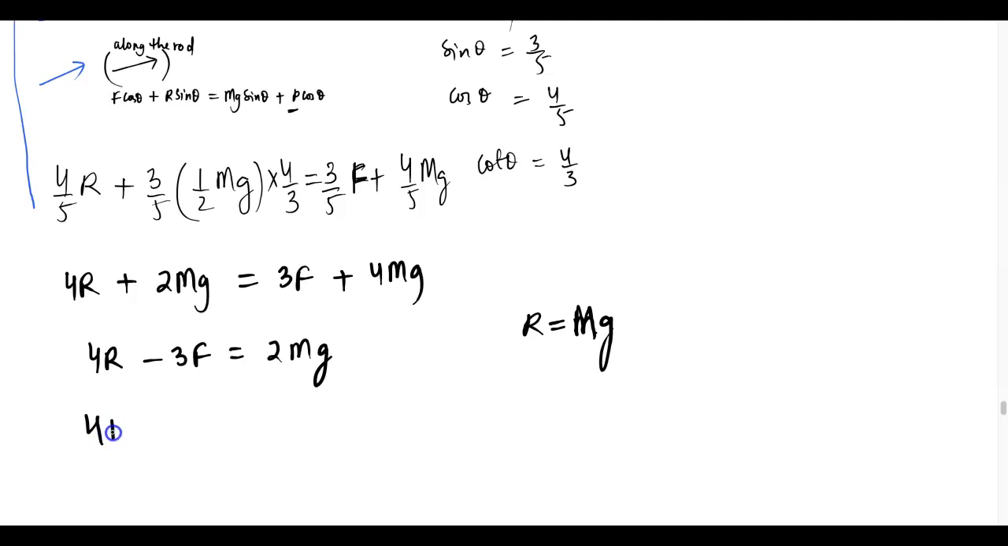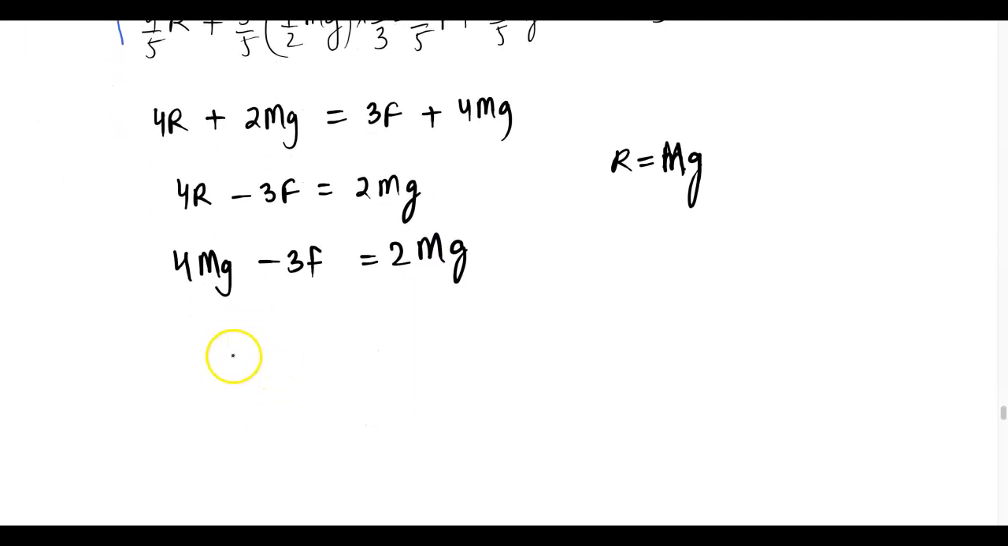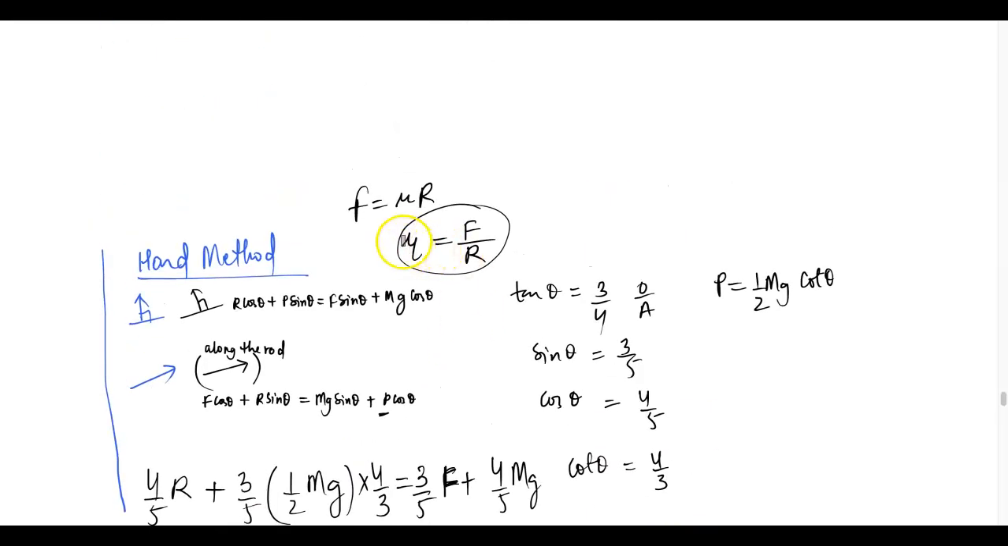So 4 mg minus 3F is equal to 2 mg. Let's find the value of F. So F will be 1/3 of 2 mg. Correct? This is the value of F, and this is the value of R. So we have these two values, F and R, and we have to find out mu. So what will mu be?